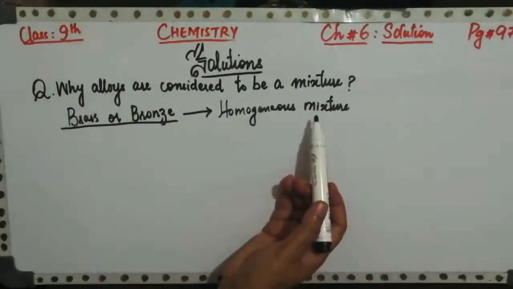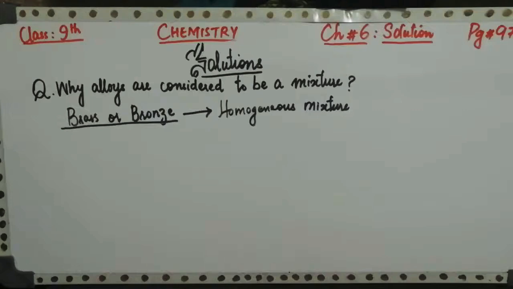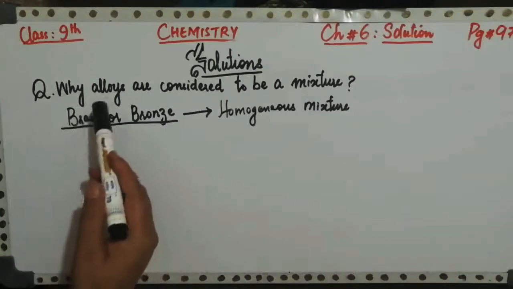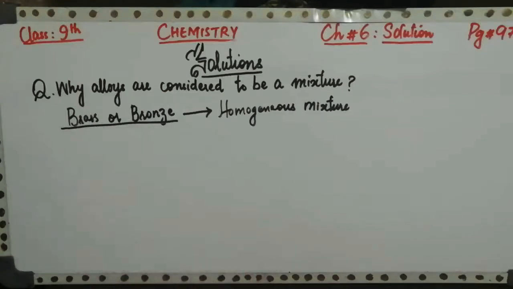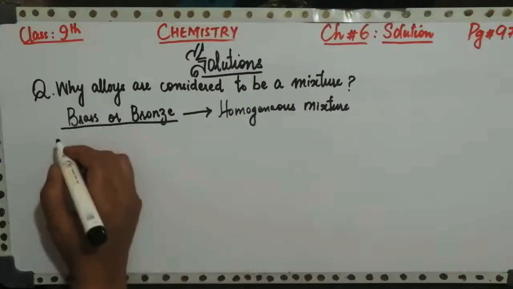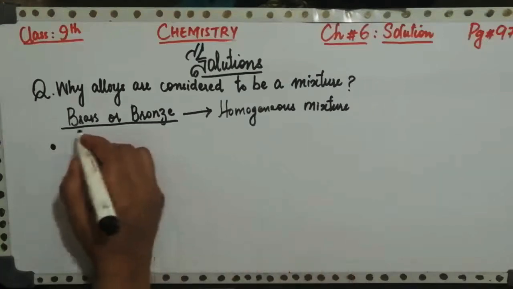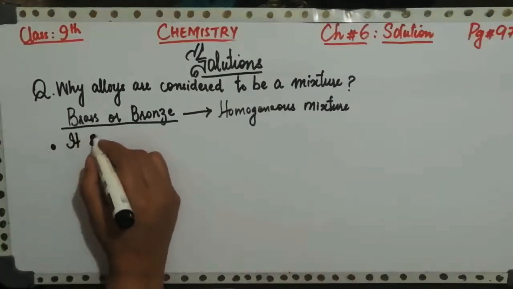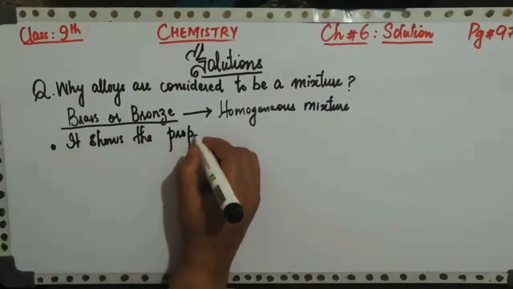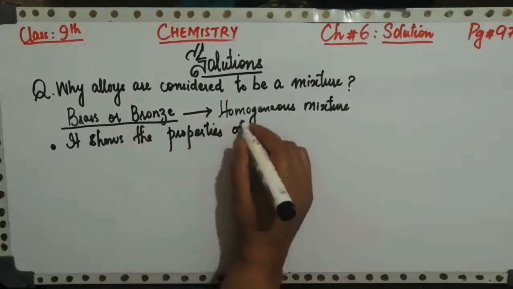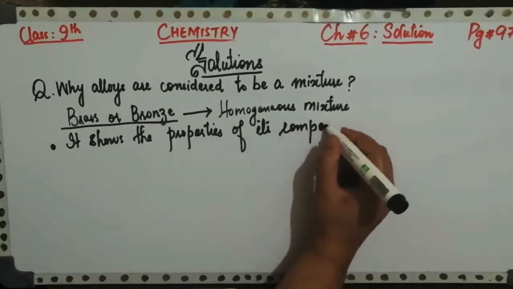can be separated by physical methods, by different techniques, but these two types of solid solutions, that is the alloys, or you can also call them mixtures, cannot be separated by physical methods, but they are considered to be a mixture due to these reasons. First one, it shows the properties of its components which are present in it, components or constituents.